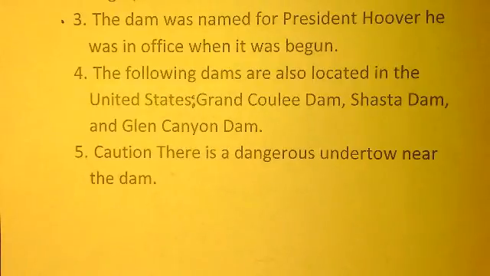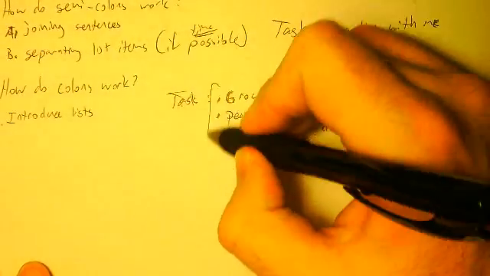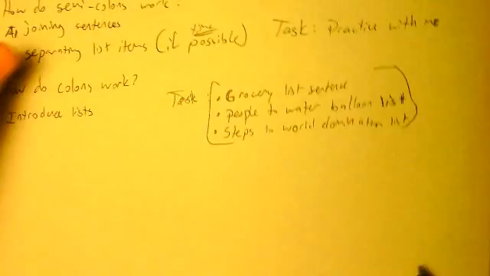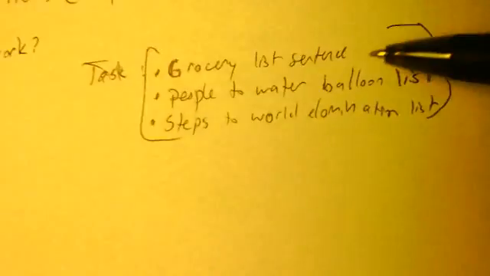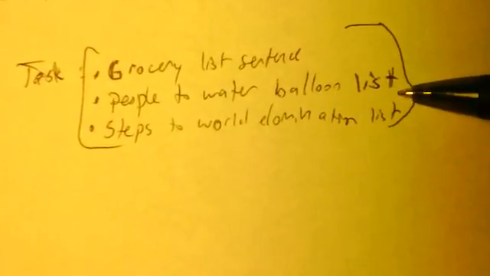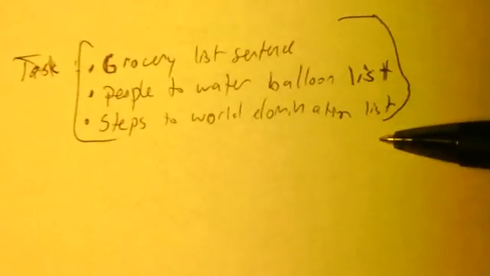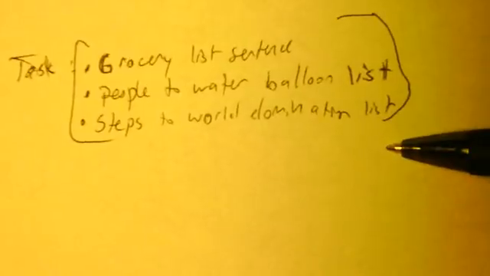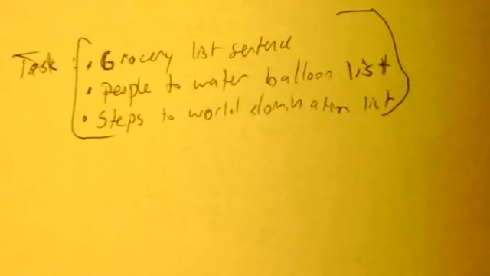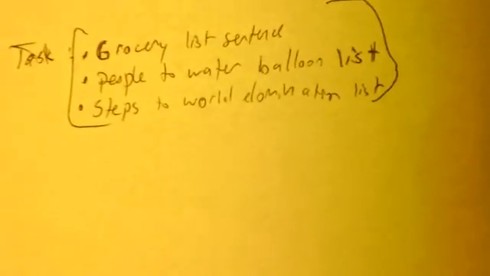Here's what I want you to do. And this can be a little bit shakier than the semicolon stuff, because we don't have as much time right here. Write me some list sentences. First thing, write me a grocery list sentence. Second thing, write me a people to water balloon list. Put that in a sentence. People you would like to water balloon. And then finally, steps to world domination. Give me a list with that. Try to use colons to introduce it. It's okay if it's shaky because we're going to get a lot more firm tomorrow. But that at least gives you an idea of what we're doing.